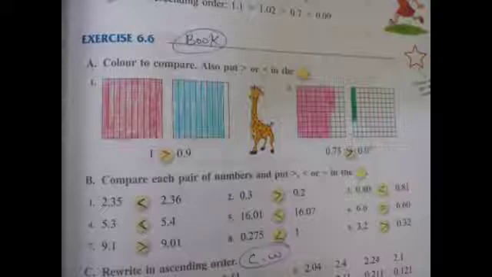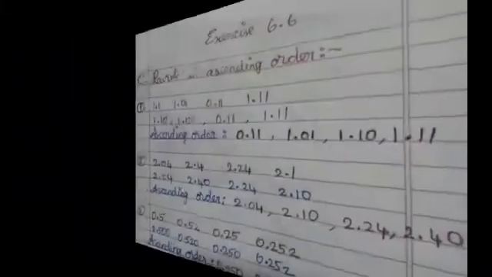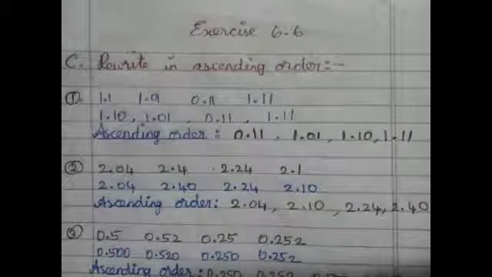Next one, the fourth one is 5.3, 5.4. So in that 5.4 is the greatest number. Next one is 16.01, 16.07. So 16.07 is the greater one. So you can compare the place value of this number.